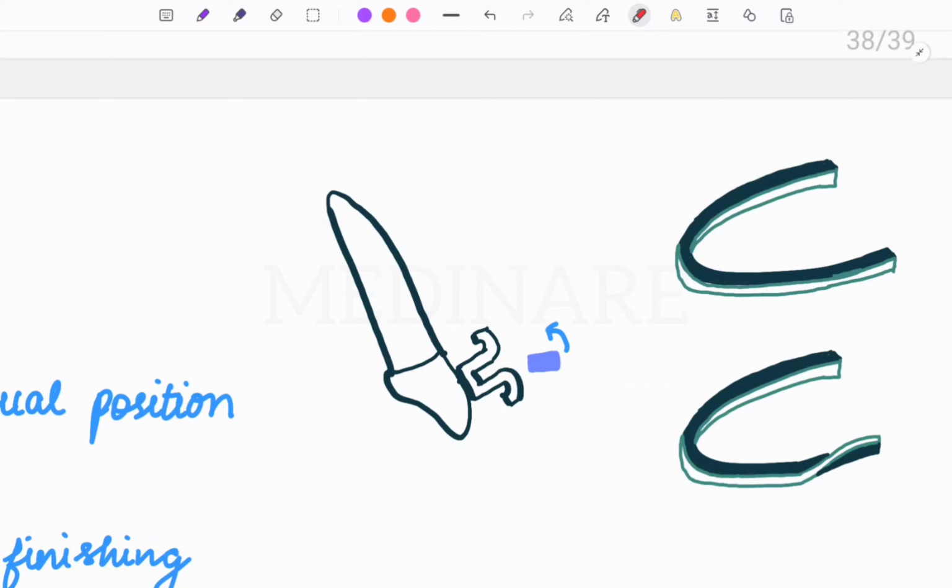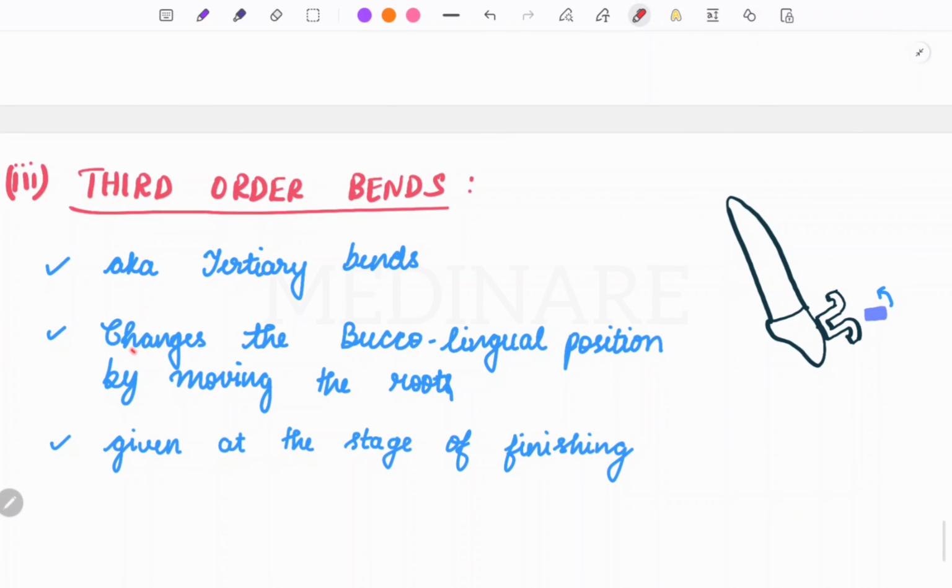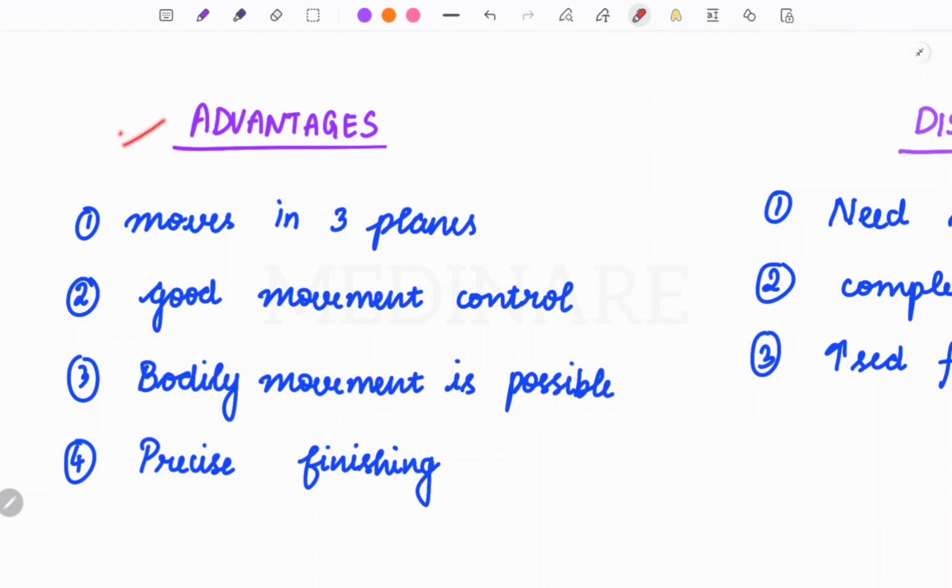This is very important for controlling root movement while correcting the crown angulation. Third order bends produce the buccolingual position of the tooth by moving the roots and it is given at the stage of finishing. Let's look at the advantages.